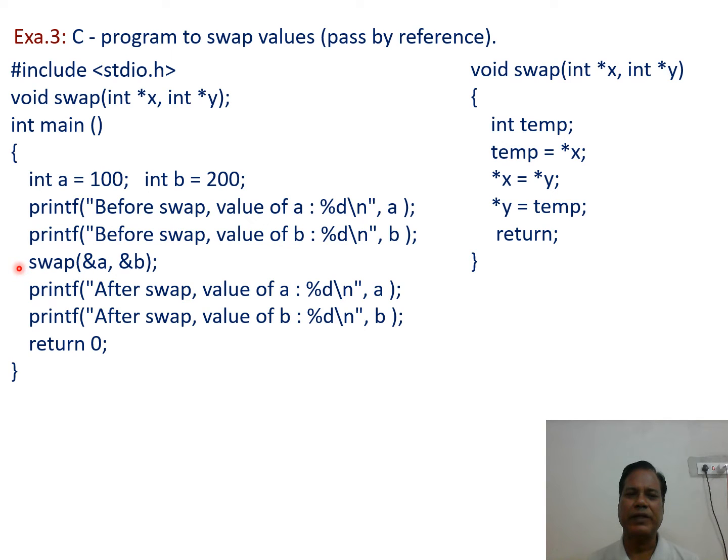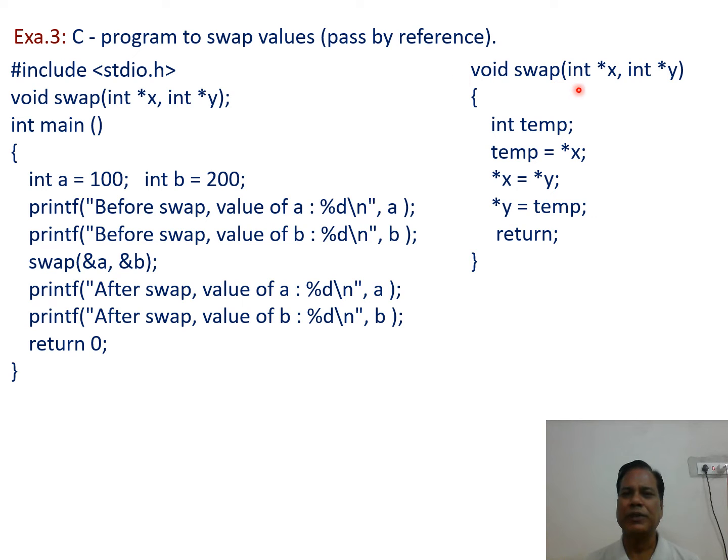Now the next statement is swap(&a, &b). The function swap is called, and while calling this function, values are given through reference, that is &a, the address of a, as well as the address of b, is passed into the swap function. When this statement is executed, control goes to the swap function.